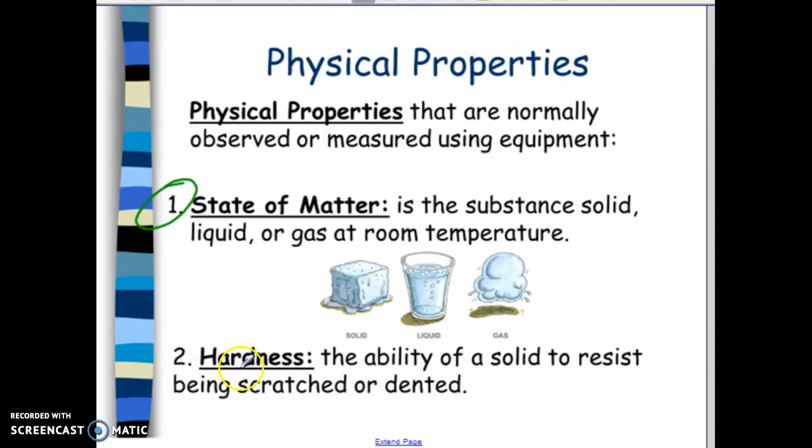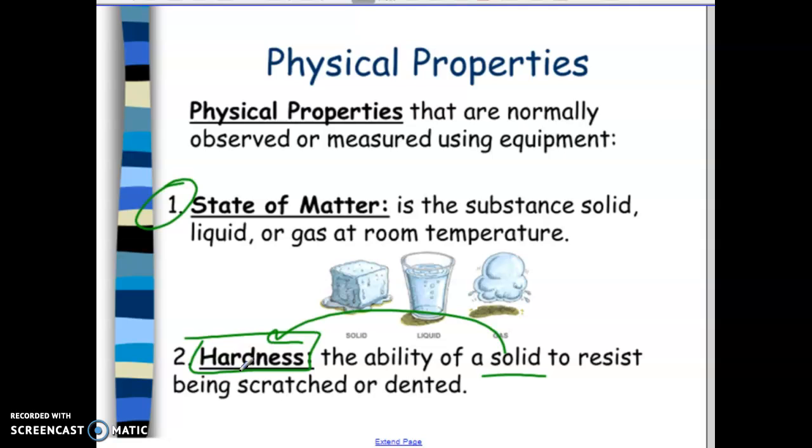Now, hardness is typically we're talking about a solid when we refer to hardness, right? So we don't talk about hardness for liquids and gases, but we're talking about the ability of a solid to resist being scratched or dented. So the harder a substance is, the more resistant it is to being scratched. So imagine if you have a very hard piece of metal and you try to take a nail or something and try to scratch it. Usually the hardness level will indicate essentially how easy it was to scratch.